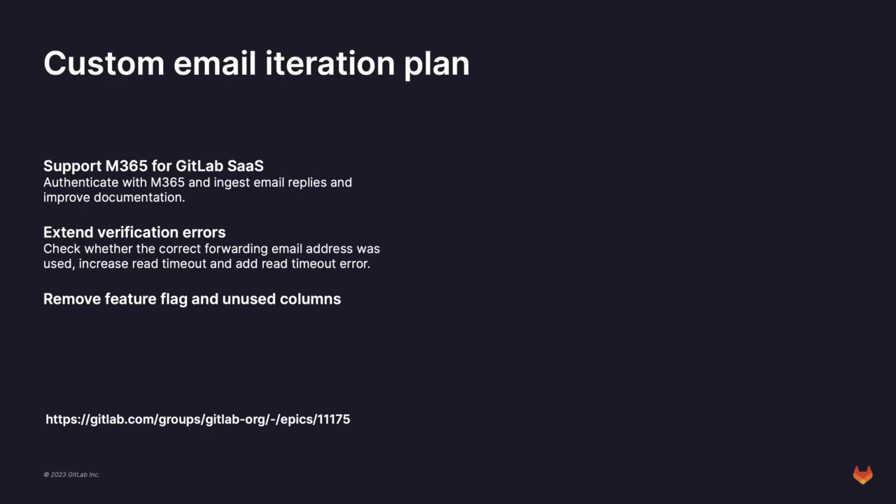This includes support for Microsoft 365 for GitLab SaaS. Forwarding emails within the same Microsoft tenant overrides the from header, so it will only work with GitLab SaaS at the moment. A workaround is to use a different domain using a different email service provider for your GitLab instance.